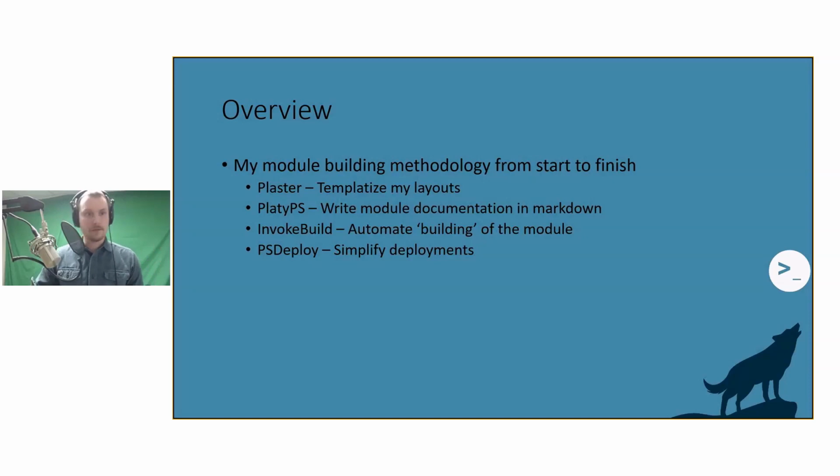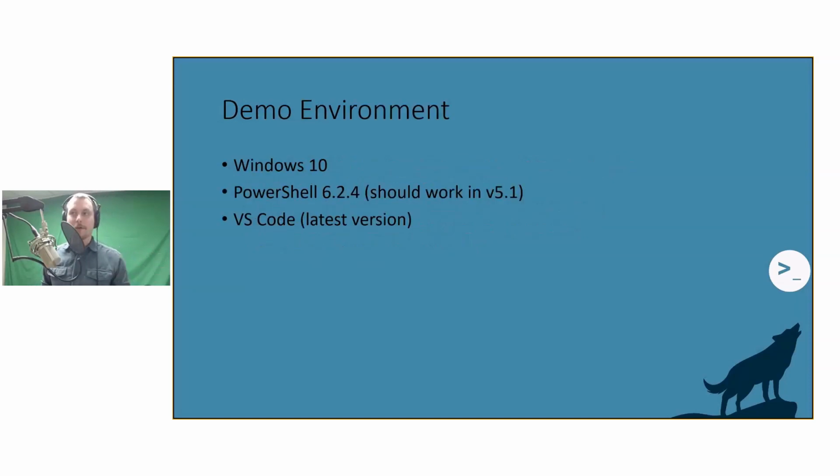So yeah, let's get started. My demo environment: I'm running Windows 10 here, with PowerShell 6.2.4, though I believe everything I do will work in 5.1. 98% of what I do these days is in PowerShell Core, so I haven't actually tested this in 5.1. I'm also using VS Code, the latest version. I literally just did an update, so it should be the absolute latest version as of today.